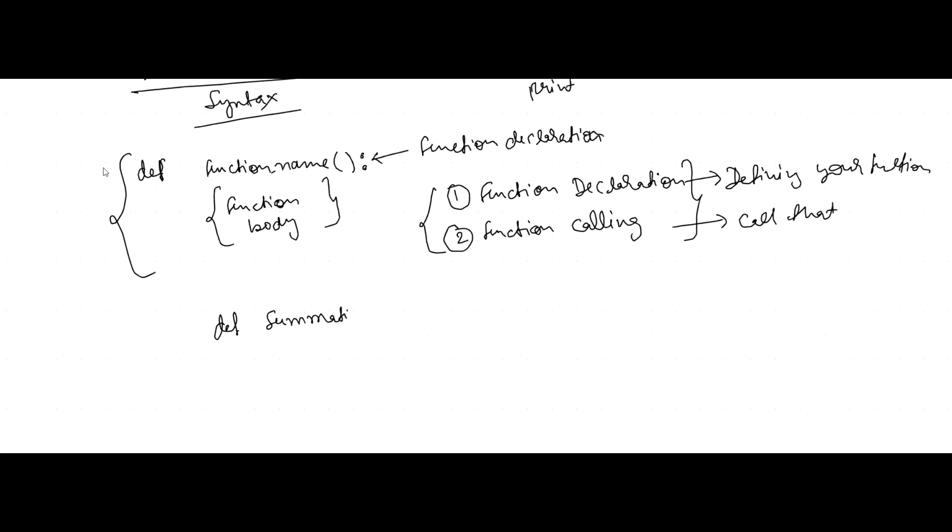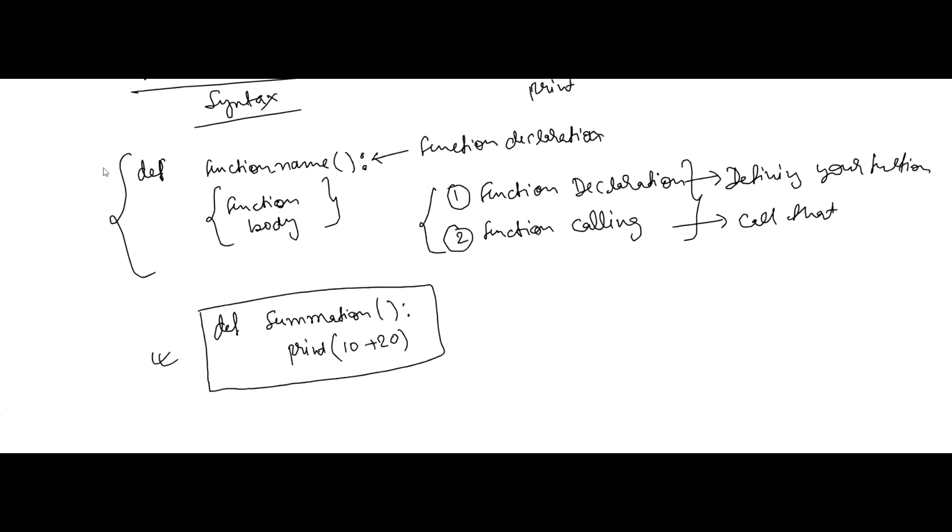And what exactly is it doing? It is printing, suppose, 10 plus 20. Now I want you guys to write this code in a Jupyter block, run it, and tell me what output you are getting.